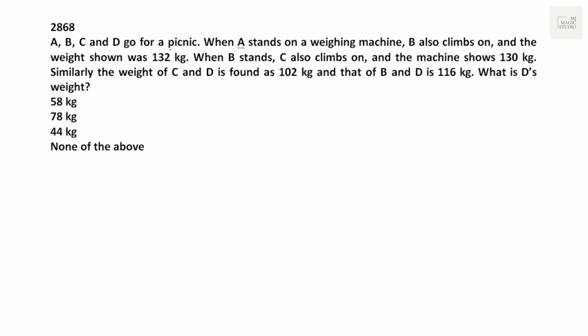A, B, C and D go for a picnic. When A stands on a weighing machine, B also climbs on, and the weight shown is 132 kg. That means A plus B is 132. When B stands, C also climbs up, that means B plus C is 130 kg. Similarly, the weight of C and D is found to be 102 kg, and that of B and D is found to be 116 kg. What is D's weight? We need D.